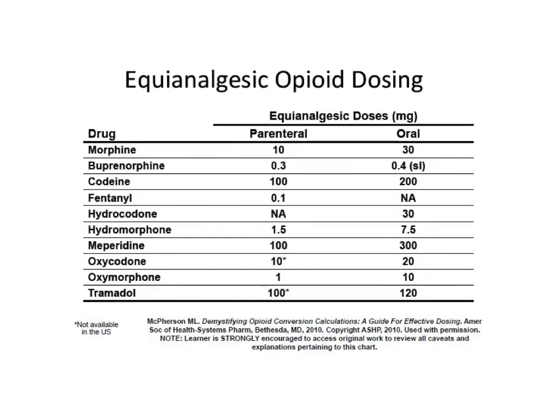On the oral dosage side, hydrocodone 30 milligrams would be equivalent to 30 milligrams of morphine. Oxycodone 20 milligrams would be equivalent to morphine 30 milligrams. This is a handy chart to have if you have a patient who needs to switch from one opioid to another.